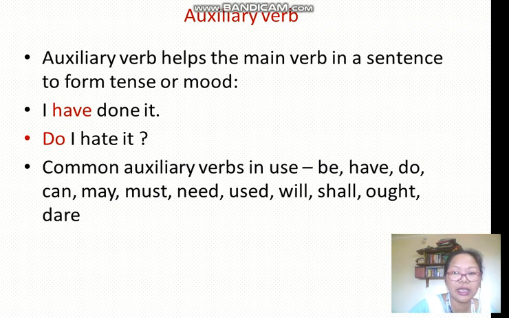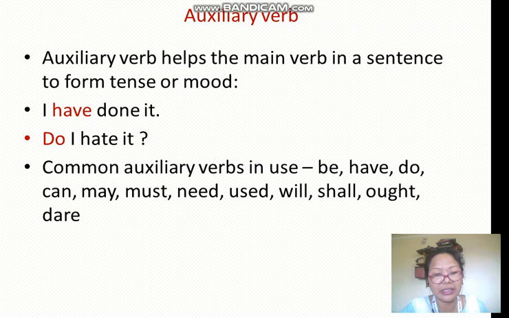Auxiliary verbs don't perform an action on their own. They help the main verb in a sentence. The most common auxiliary verbs we use are be, have, do, can, may, must, need, used to, will, shall, ought to or dare. So these are some common auxiliary verbs.